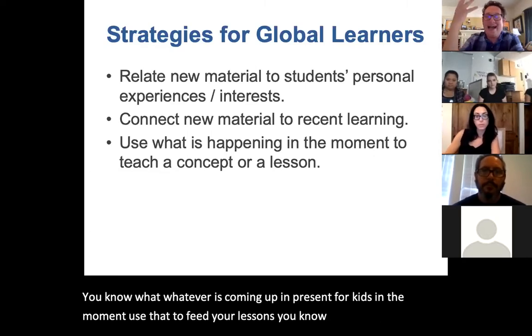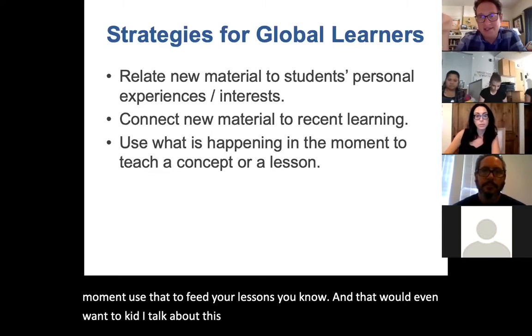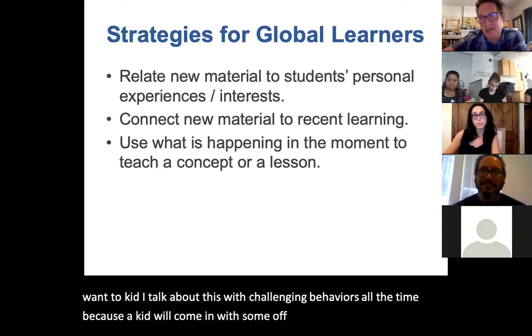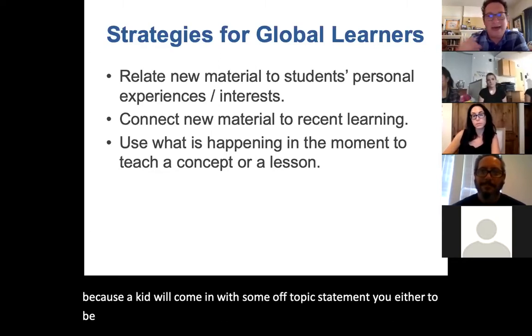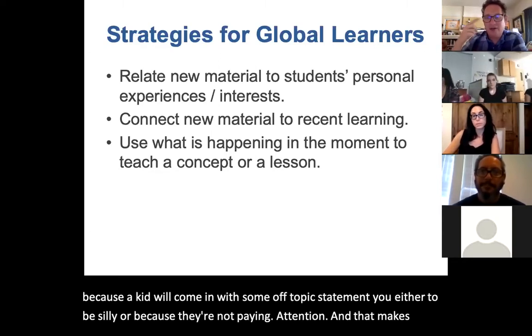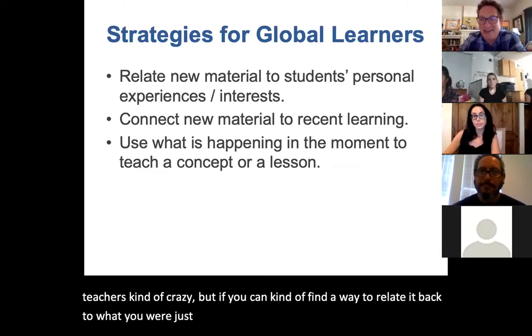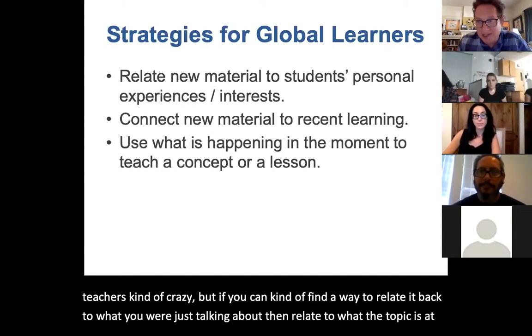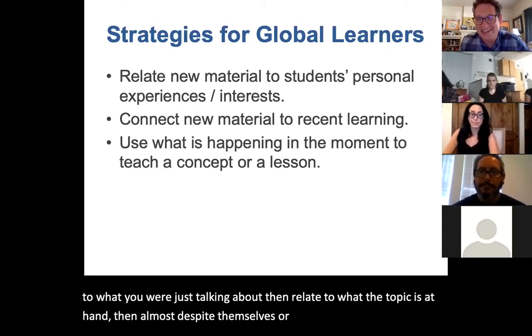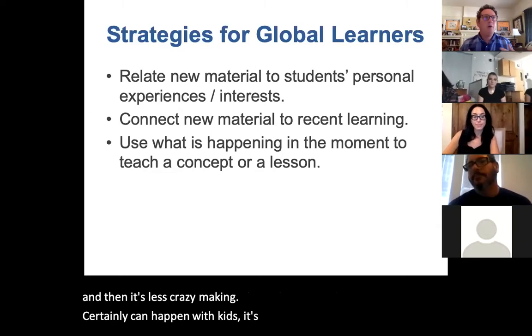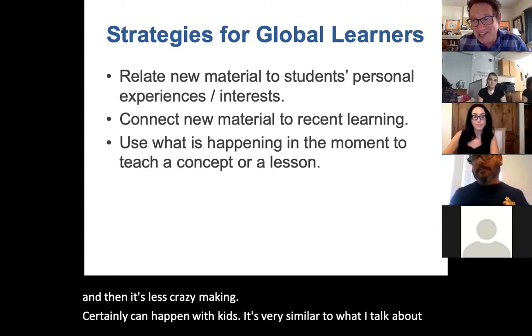Even when a kid, and I talk about this with challenging behaviors all the time, will come in with some off-topic statement, either to be silly or because they're not paying attention, and that makes teachers kind of crazy. But if you can find a way to relate it back to what you were just talking about, and relate to what the topic is at hand, then almost despite themselves, they're participating in the lesson, right? And then it's less crazy making. Certainly that can happen with kids. It's very similar to what I talk about with kids on the spectrum. Use their interests in your teaching, right?